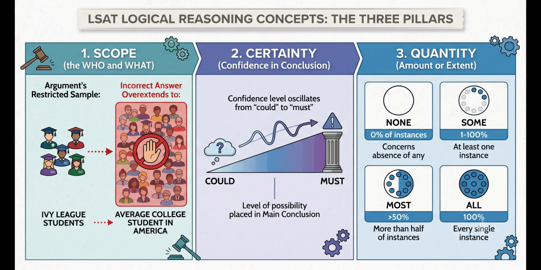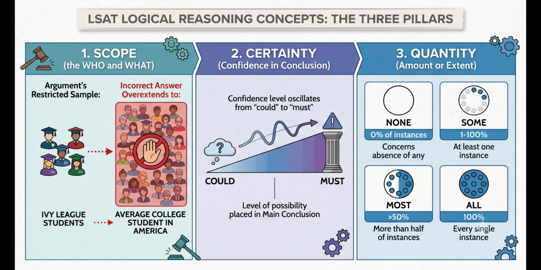Scope is about the who and the what. The argument sample could have been restricted to interviewing Ivy League students, but an incorrect answer will apply the findings to the average college student in America. Certainty is the level of confidence placed in the main conclusion, which usually oscillates from could to must. Quantity concerns whether it is none, some, most, or all. Focusing on these 3 dimensions will allow early cutting of incorrect answers without having to read until the end, which will conserve energy and attention.